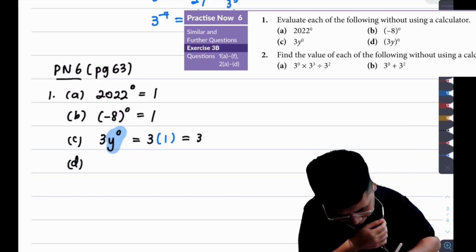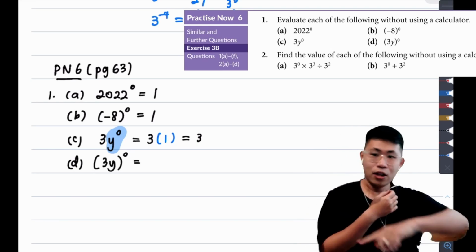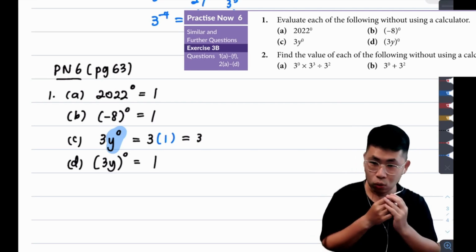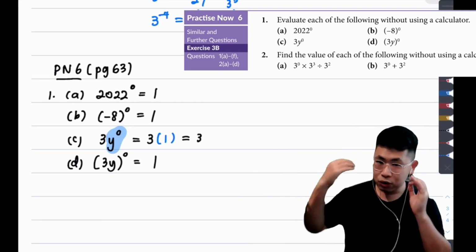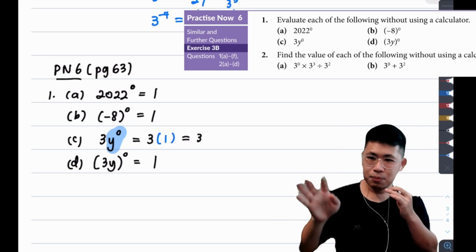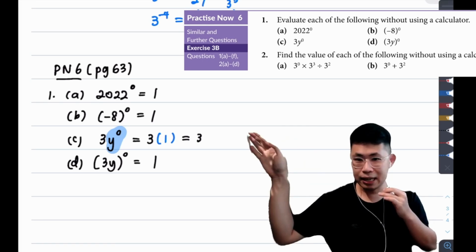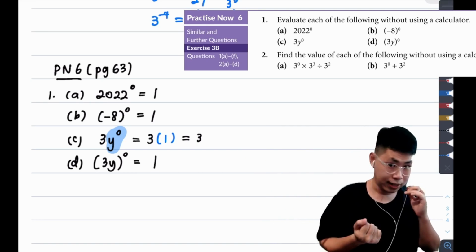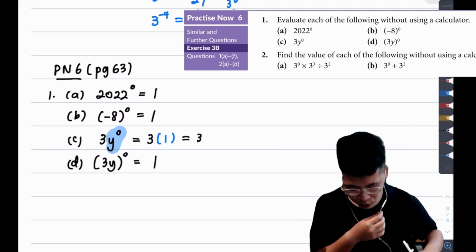And if you want to compare with the next one, we have 3y to the whole thing power 0. So if the entire thing is to the power 0, the entire thing will be equal to 1. So there is a difference between with brackets and without brackets. Okay, so for question 3 it is just 3 times y to the power of 0. Alright, so we look at number 2.